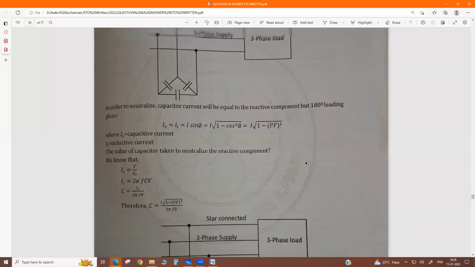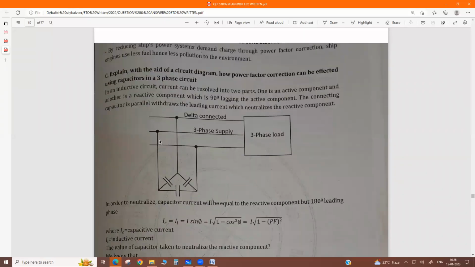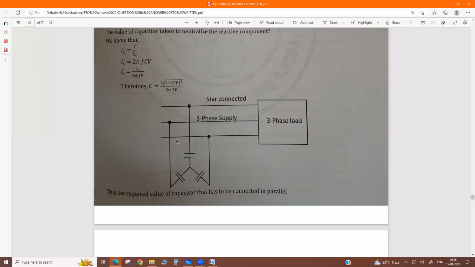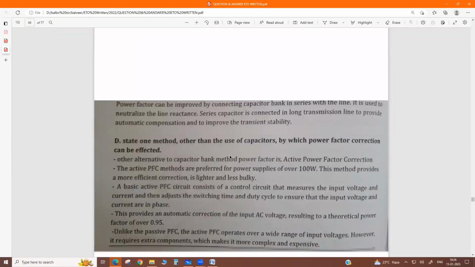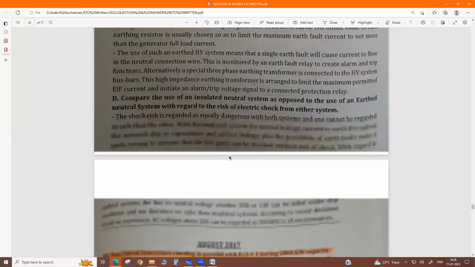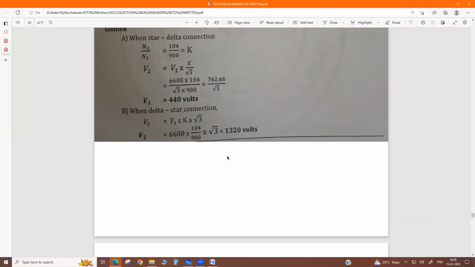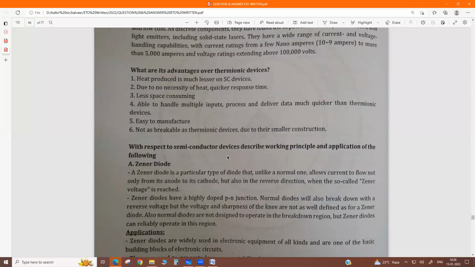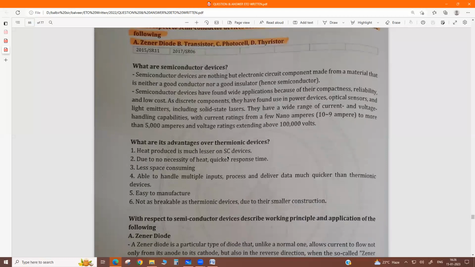This is the power factor, how we improve it. This is the load, this bank we connect, okay? In star or delta configuration, then the power factor is improved. Yeah, this is your diode and ceramic starter.